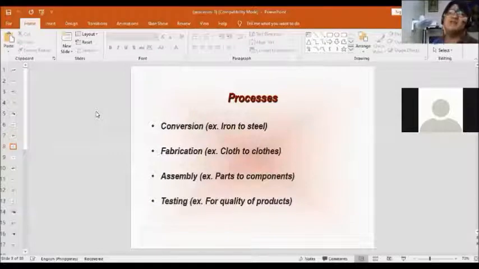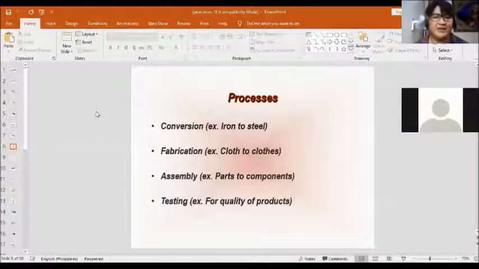Okay, so let's continue. Next is we have the process. So in a process, these are just some examples of processes. Number one is we have conversion, from raw material to create another material, for example, iron to steel. Another is fabrication, so from cloth to clothes. Next is we have assembly, parts to components.